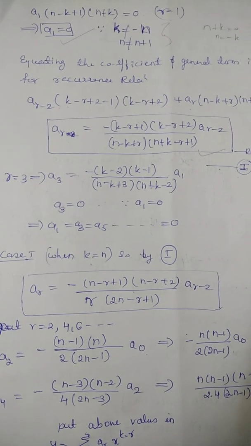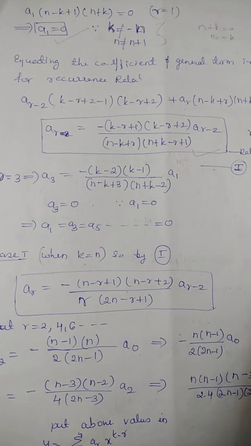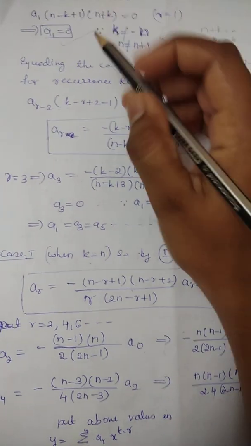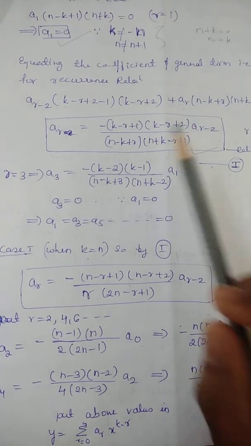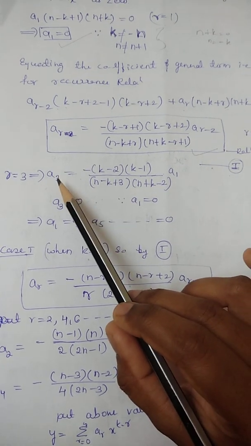So this is part 3. Okay, let us find the value of a1, a2 and so on. a1 we've already got, that is a1 is equal to 0. Let us find now first a3, odd numbers.